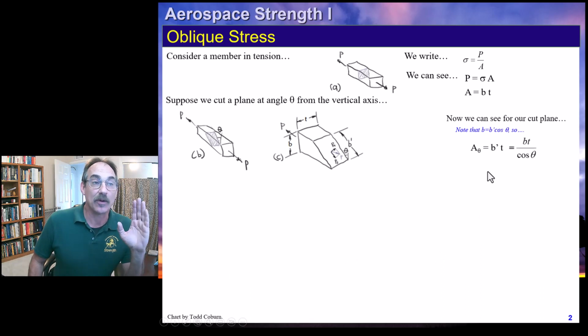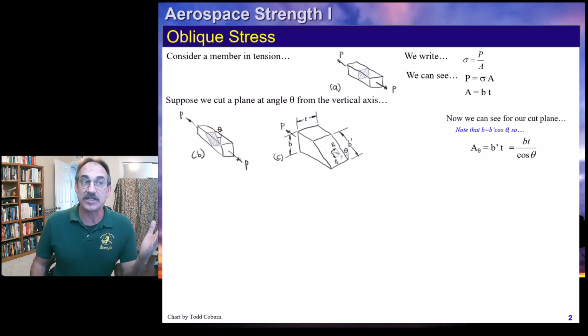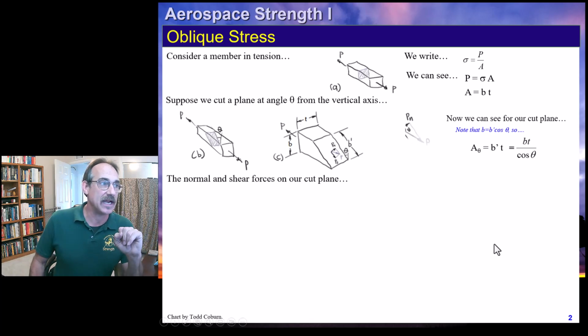We can see since the original height dimension was B, the new dimension is B prime, where B prime cosine theta is B, so we can write that B prime is just B over cosine theta. Therefore, our area at that cut angle theta can be written this way, as BT over cosine theta.